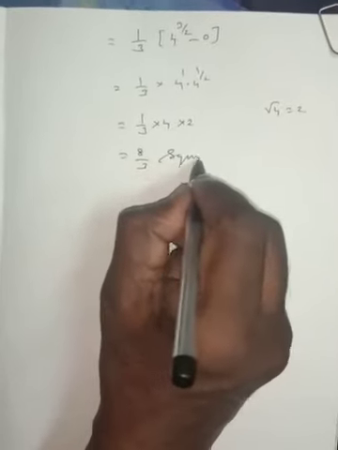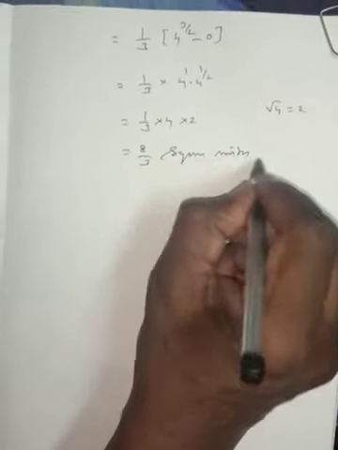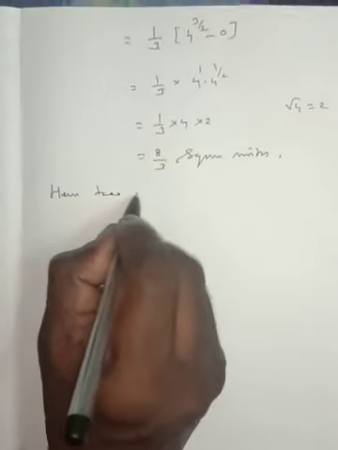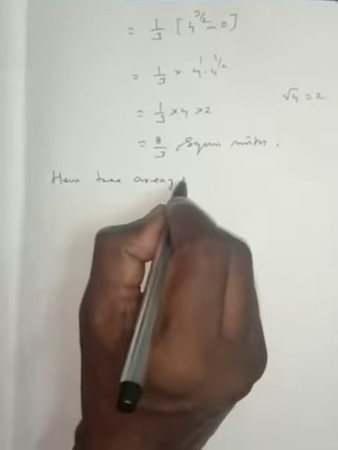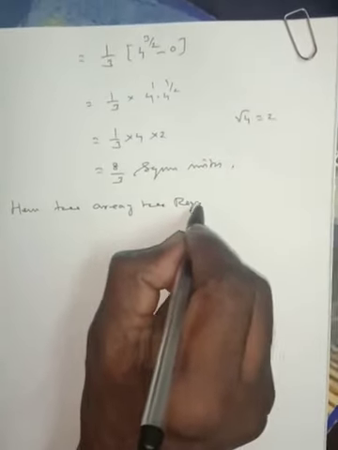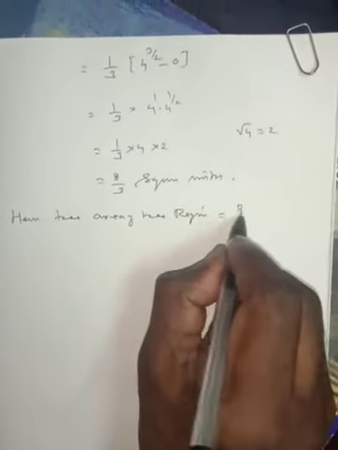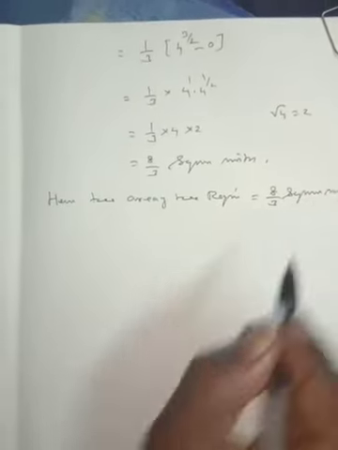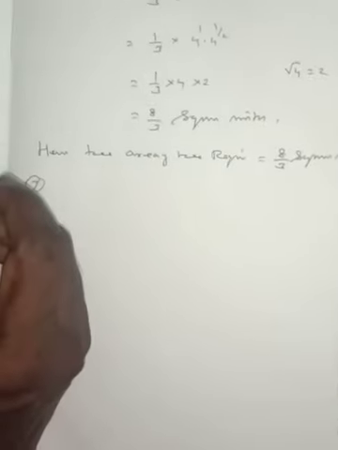Square units. Hence, the area of the region is equal to 8 by 3 square units.